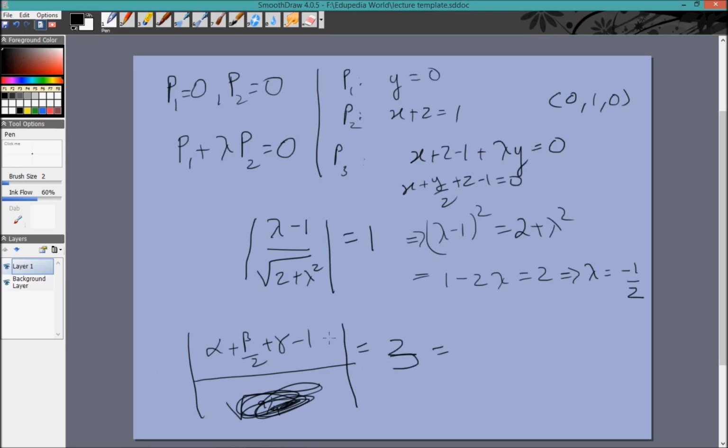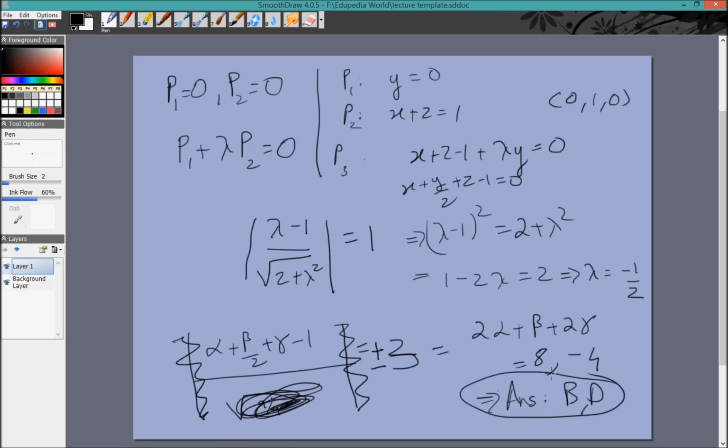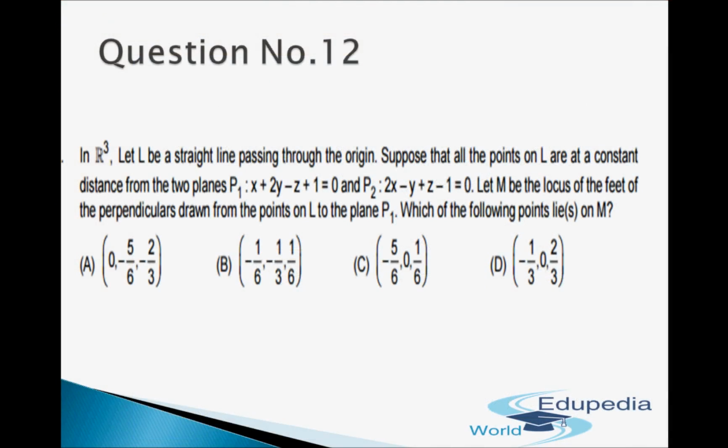Right. So mod of this is 3. So this particular quantity is equal to plus minus 3, which means 2 alpha plus beta plus 2 gamma is equal to 3 plus 1 is 4 into 2 is 8, or minus 3 plus 1 is 2 into 2 is minus 4. So it will be equal to either 8 or minus 4, which means the answer is B or D. Right. Let's look at the next question.